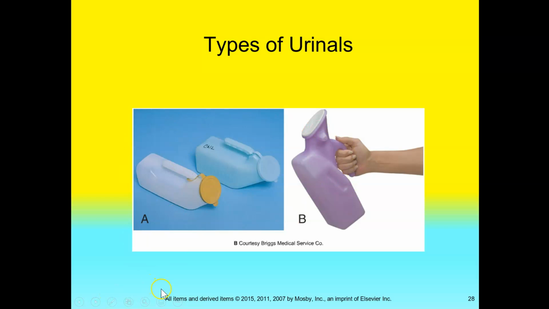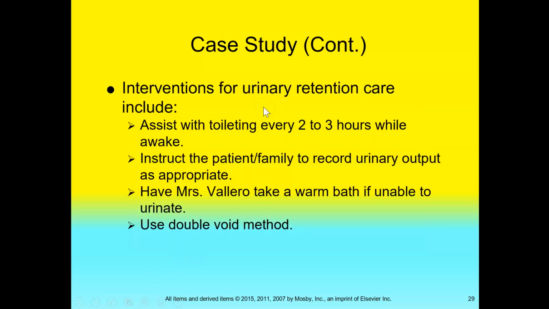Right here, we have pictures of various types of urinals for men. So assist with toileting every 2 to 3 hours. Instruct the patient to record urinary output if that patient goes home. Have Mrs. Valero take a warm bath if unable to void and have her use the double void method. Let her void and then come back a very short period of time later and have her void again.